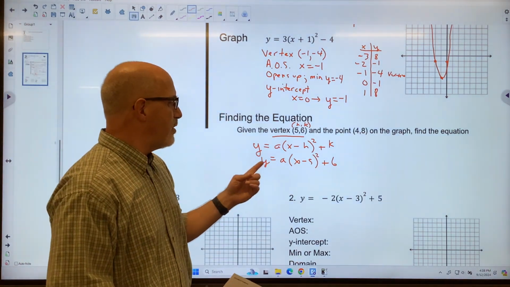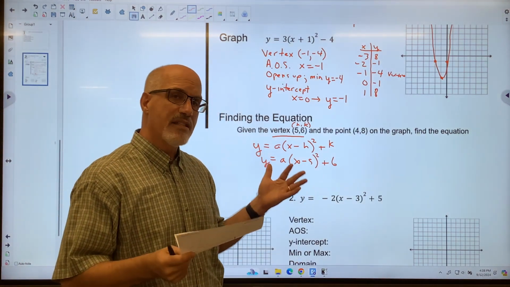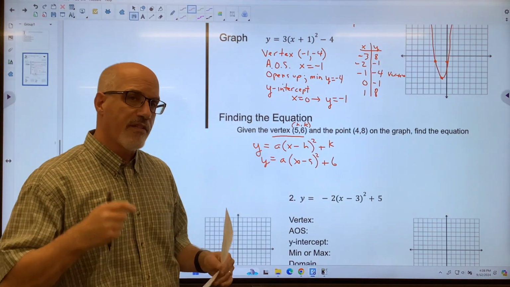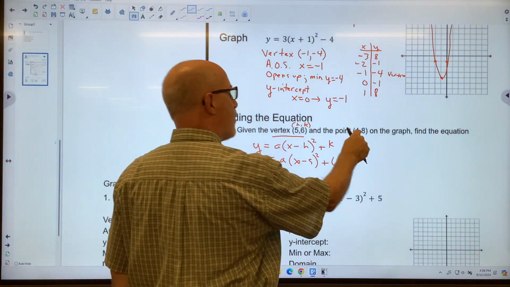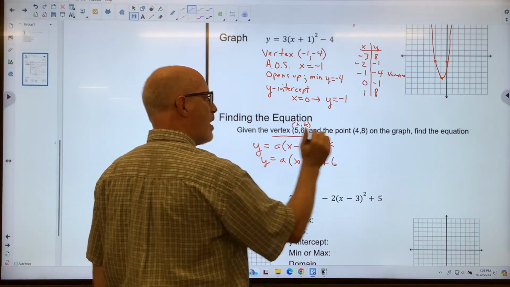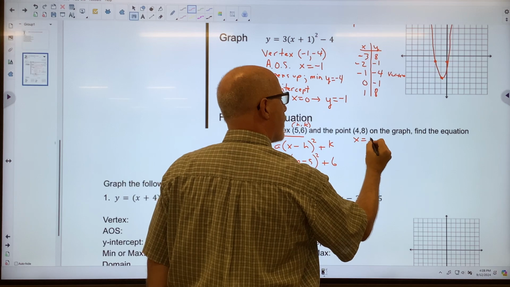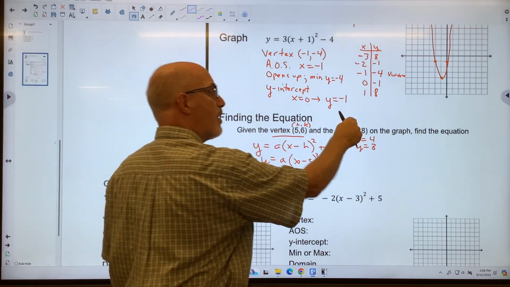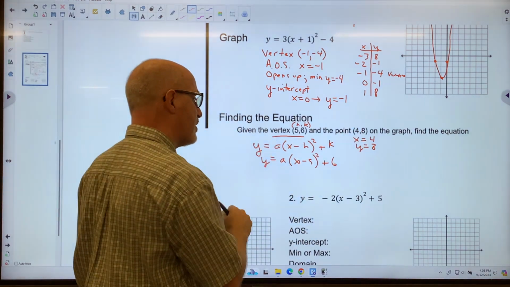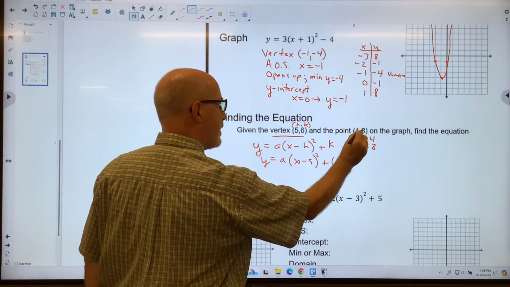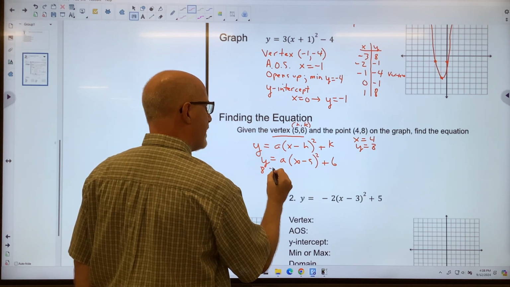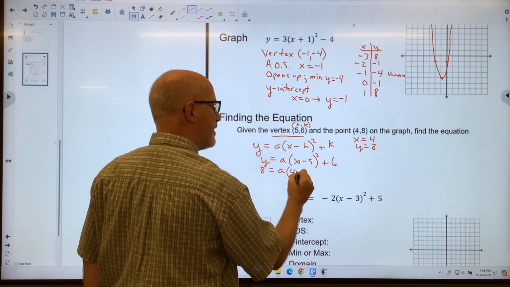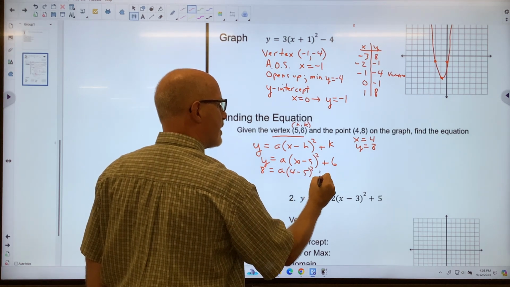Now, we still don't know what that a is. Is the a positive? Is the a negative? We can get that information from this 4 comma 8. We're going to find the equation by putting in 4 for x and 8 for y. So I'm going to use x equals 4, y equals 8. This is the vertex. We want this one that's not the vertex to substitute that in, and then we'll solve. Let's put in 8 for y equals a times, our x is 4, so 4 minus 5 squared plus 6.